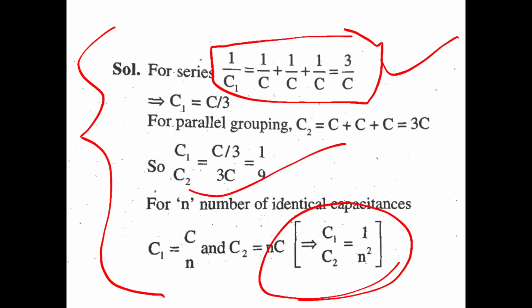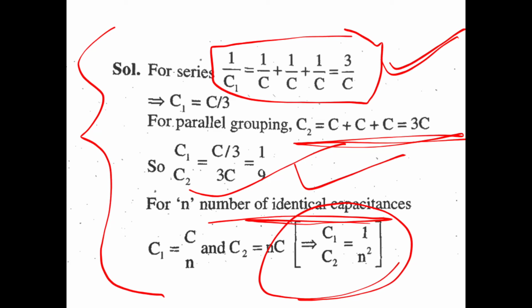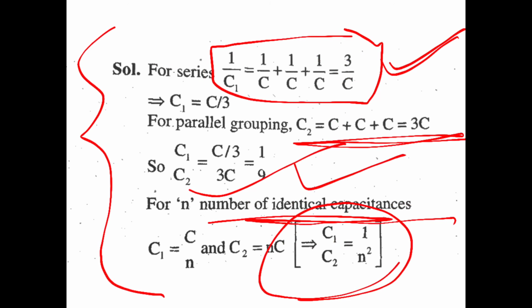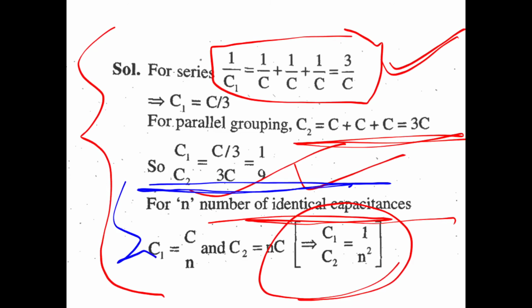This is very long. You have to use this identical formula. This is also for parallel capacitors, C1 by C2, getting 1 by 9 for n number of identical capacitors. Is this given to us? No, you can solve this, as these are not required. You cannot mention this.